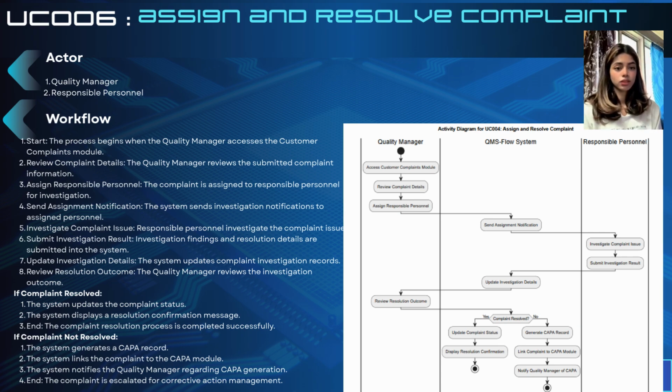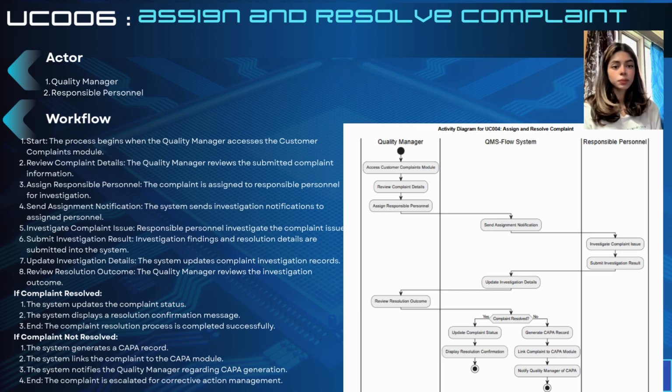So the actors involved are the quality manager and a responsible person. The workflow starts when the quality manager reviews the complaint details in the customer complaints module. The quality manager assigns the responsible person to investigate the complaint. The system then sends an assignment notification to the assigned personnel.